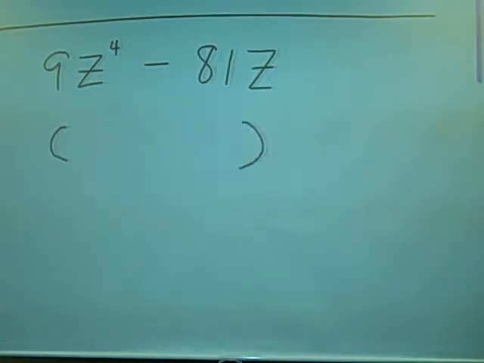Where we have 9z to the 4th minus 81z. All right, what would be the greatest common factor? 9z. Okay, definitely a z. Yeah, 9, right, and the z.